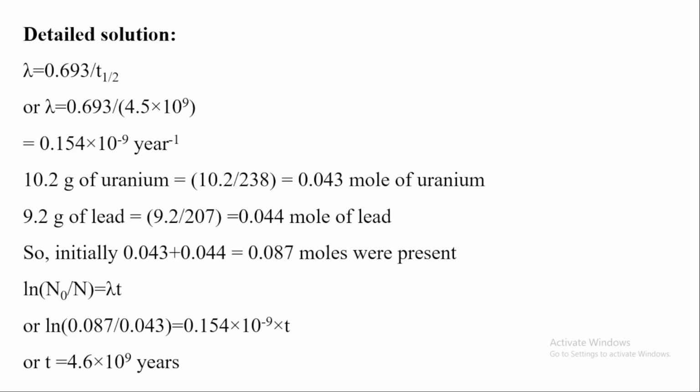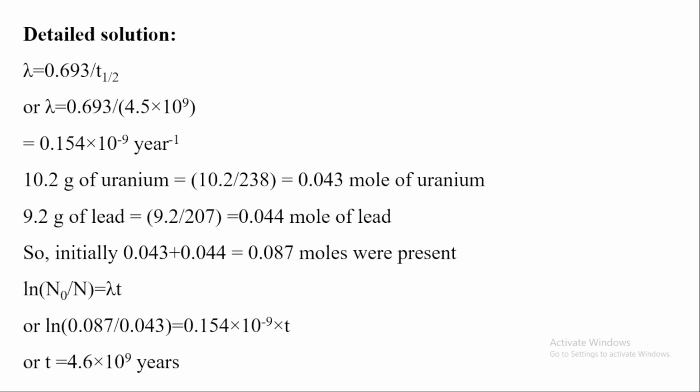Since the half-life is given as 4.5 into 10 raised to the power of 9, lambda will be equal to 0.693 divided by T half. This I have told you. So lambda is equal to 0.693 divided by 4.5 into 10 raised to the power of 9, which is equal to 0.154 into 10 raised to the power of minus 9 per year. The unit of decay constant is per unit time, so per year. Now what is the amount of uranium and amount of lead present?